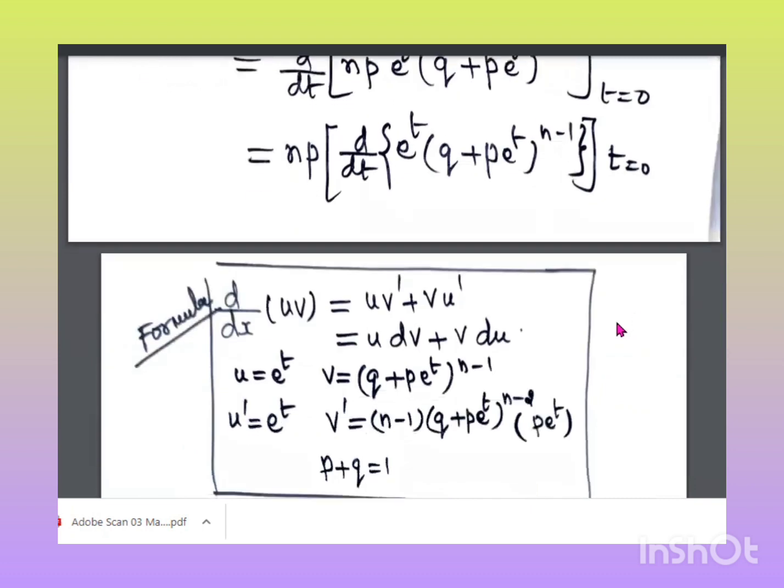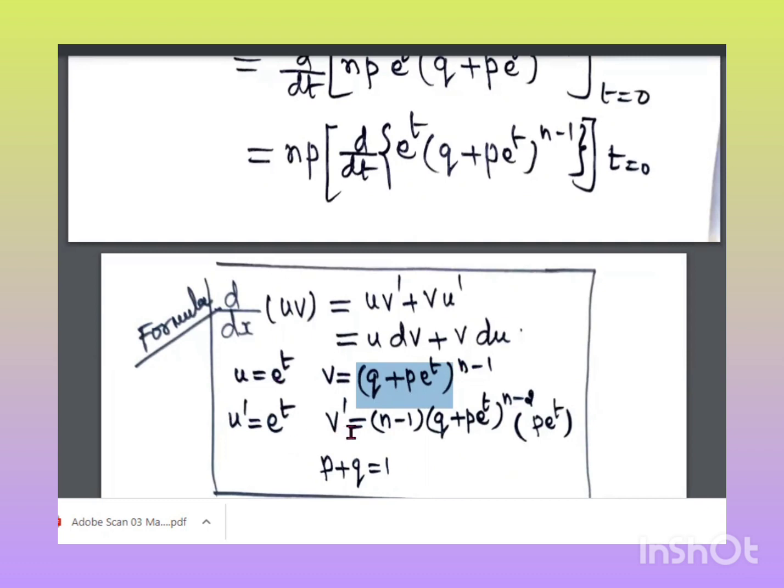So I am going to use the differentiation of uv formula. U is e power t, v is (q plus p e power t) power n minus 1. What is d of uv? u dv plus v du. So u is e power t, v is (q plus p e power t) whole power n minus 1. What is u dash? u is equal to e power t, and if you differentiate it, u dash is equal to e power t.